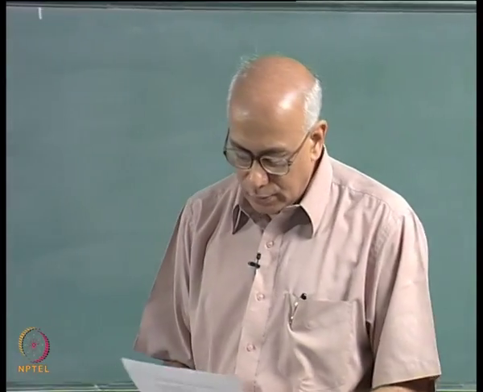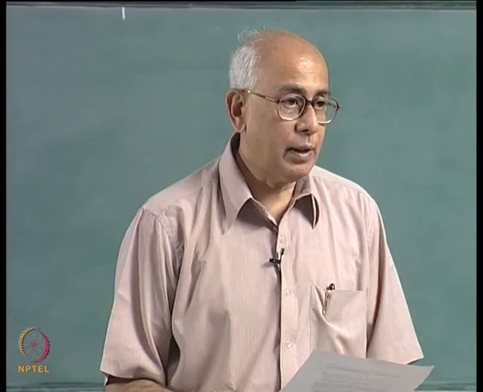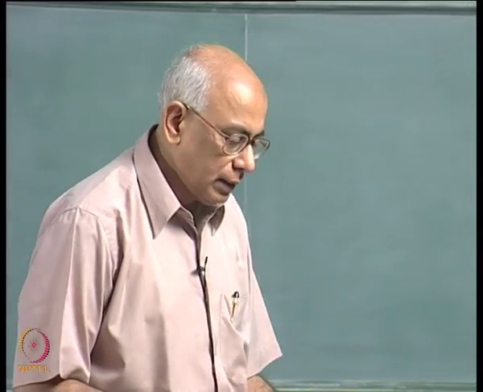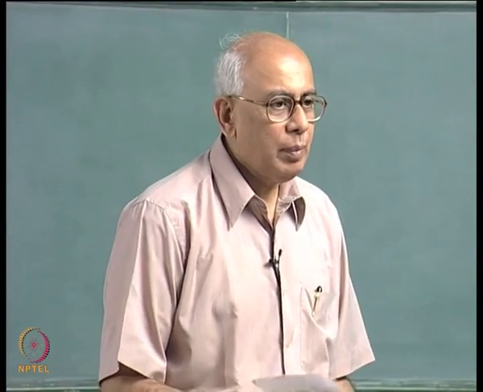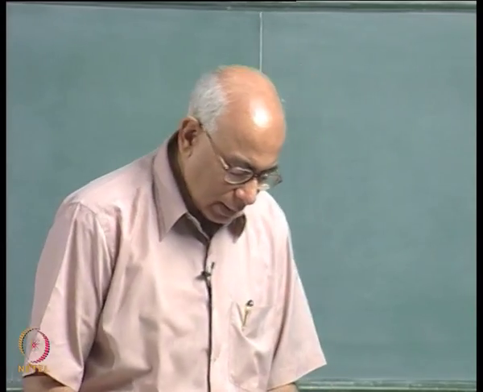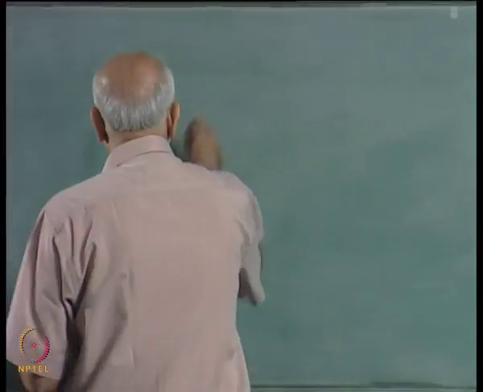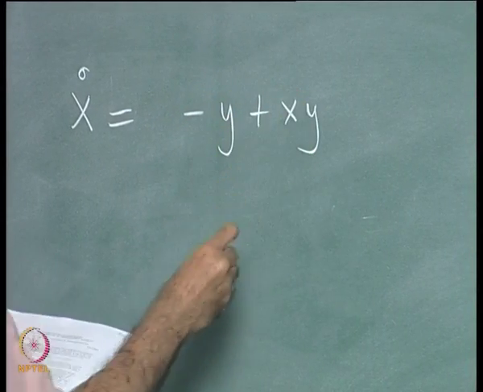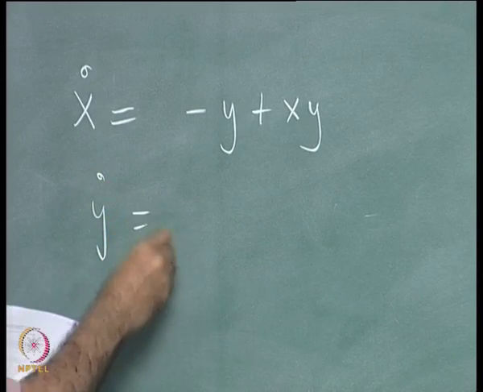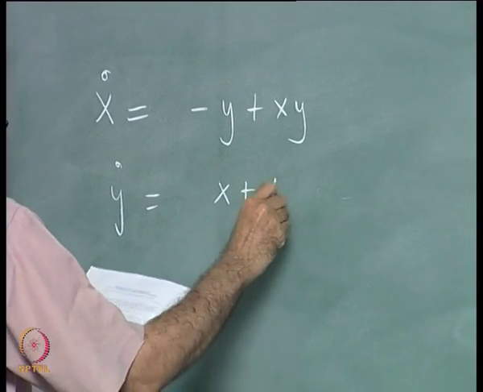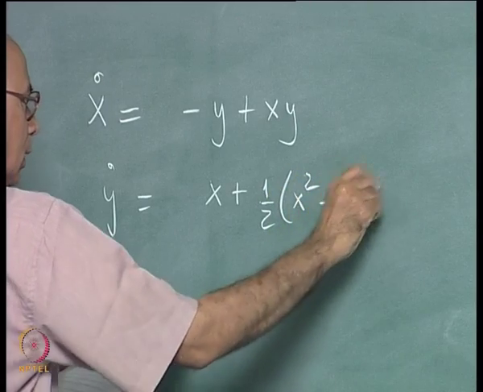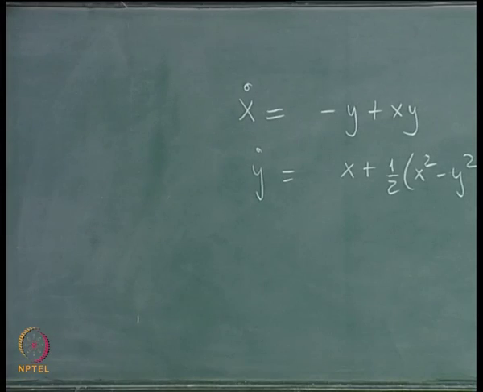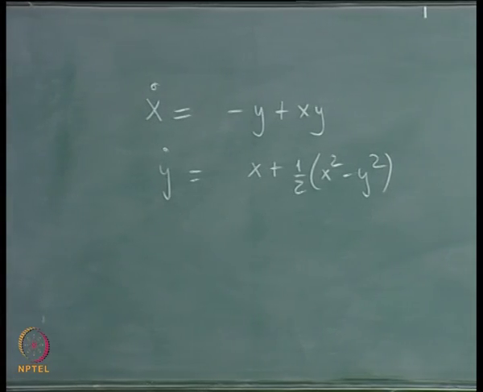This problem gave a two dimensional system and asked whether the Hamiltonian is unique and what happens if you interchange the role of x and y, and further whether this could even be regarded as a gradient system or not. So let us look at that, and the problem was x dot equal to minus y plus xy and y dot was equal to x plus 1/2 x squared minus y squared. The question is, is this a Hamiltonian system, and if so what is the Hamiltonian, is it unique, can you interchange the role of x and y?